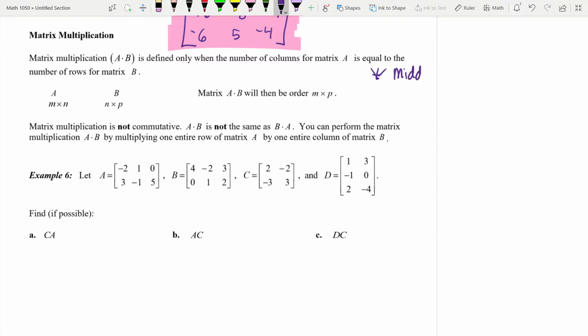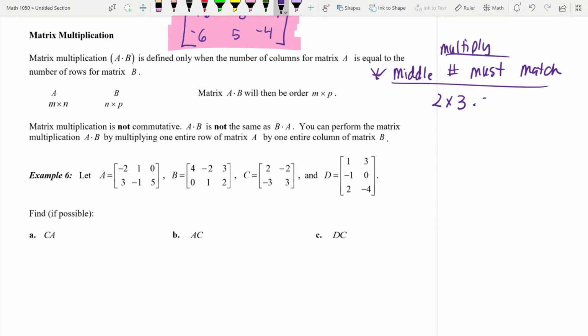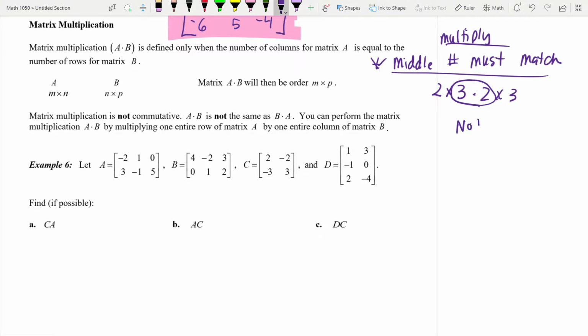Middle number must match. When you're multiplying, up above that, put multiply. When you're multiplying, the middle number must match. Let me show you an example. If I'm trying to multiply a 2 by 3 by a 2 by 3, it is not possible because those middle numbers don't match. So that answer right there would be not possible.